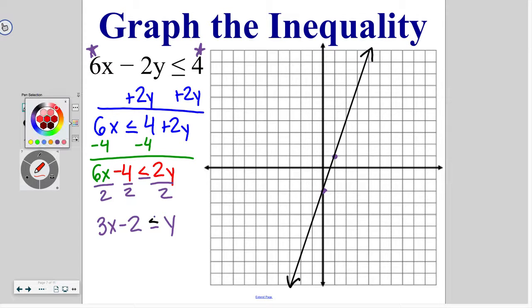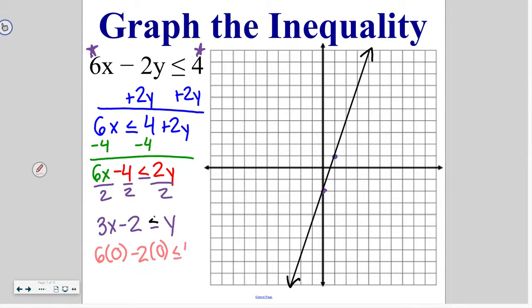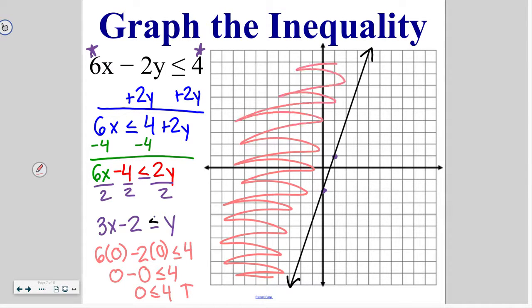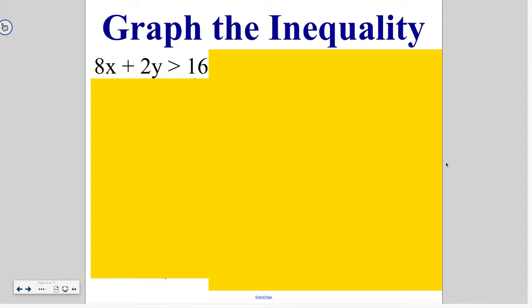So I'm going to plug in and get 6 times 0 minus 2 times 0 is less than or equal to 4. 6 times 0 is 0. 2 times 0 is 0. 0 is less than 4. 0 is indeed less than 4. So this is a true statement. So we are going to shade on the left side of the graph because that is the side that 0, 0 is on. Go ahead and solve this one on your own, getting y by itself, and then remembering to shade for your final answer.